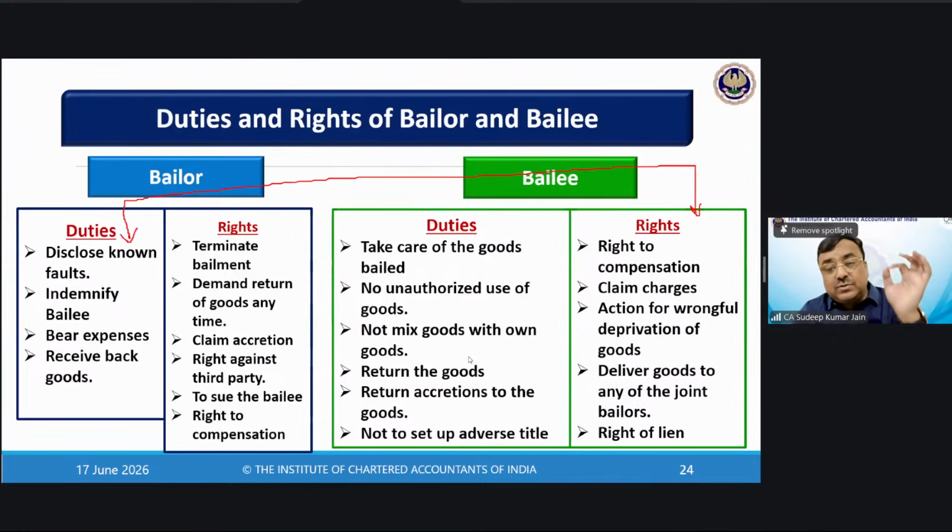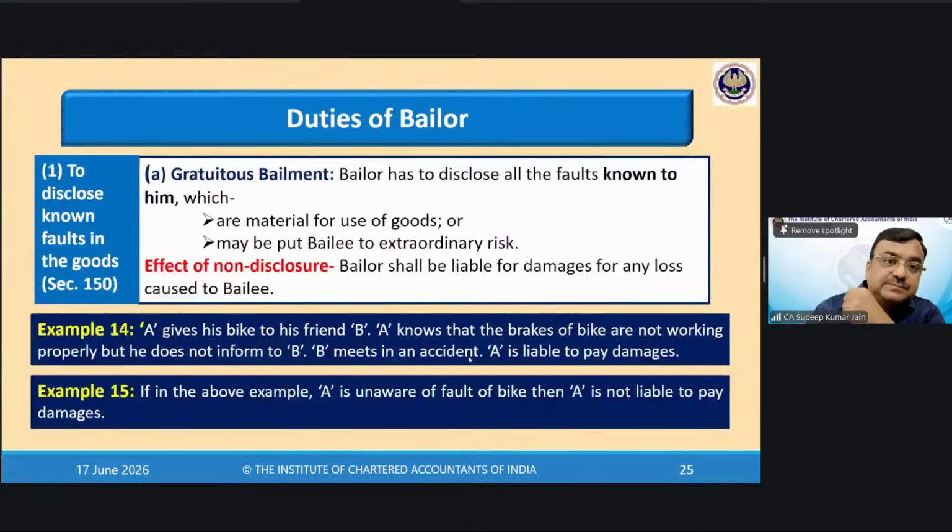It means, what should the bailer do? That is the expectation from the bailee. So bailer's duties are bailee's rights, and bailer's rights are bailee's duties. What is expected from the bailee, that is the duties of bailee, are the rights of bailer. Let's discuss one by one.